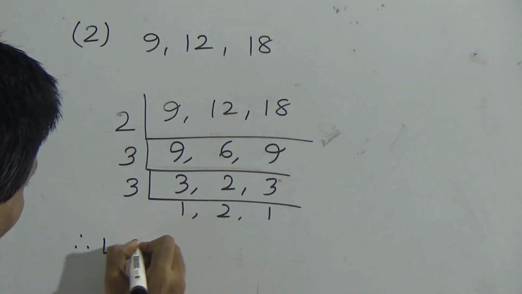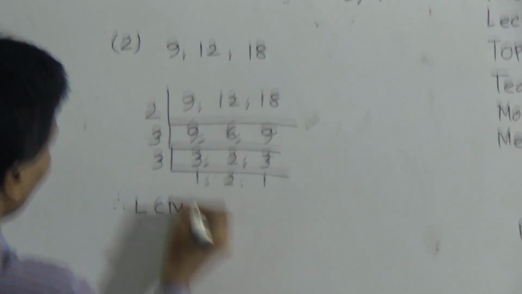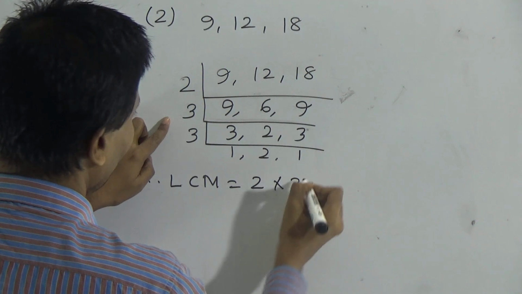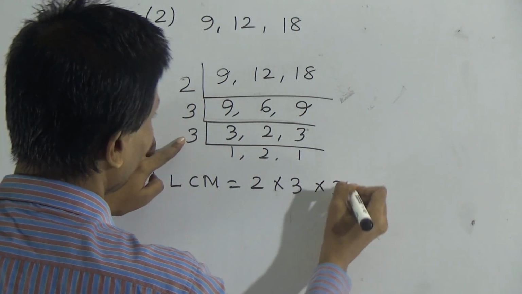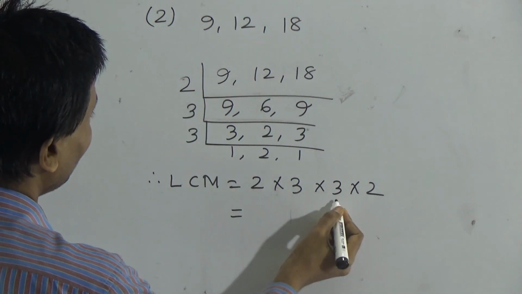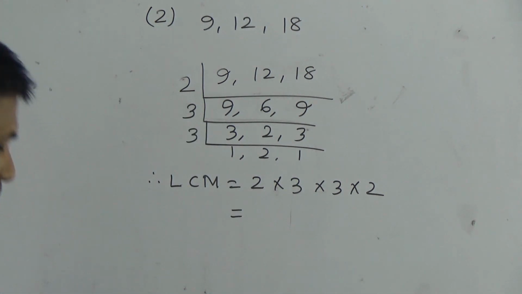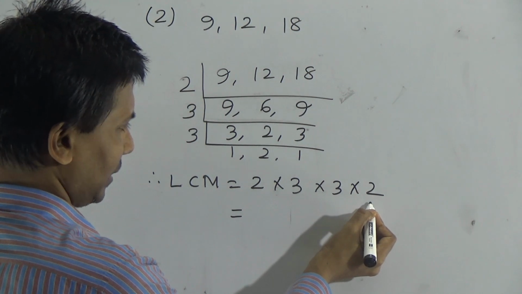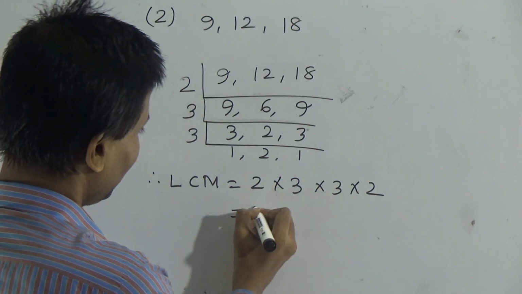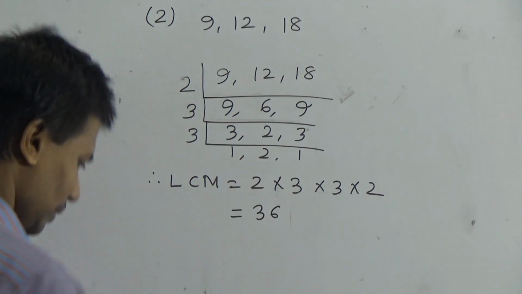Now again select 3: 1, 2, 1. Therefore LCM is 2 into 3 into 3 into 2. Now multiply: 2 times 3 is 6, 6 times 3 is 18, 18 times 2 is 36. So the LCM is 36.